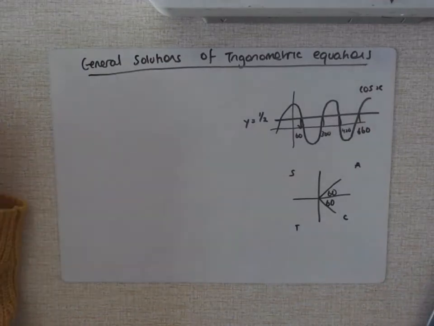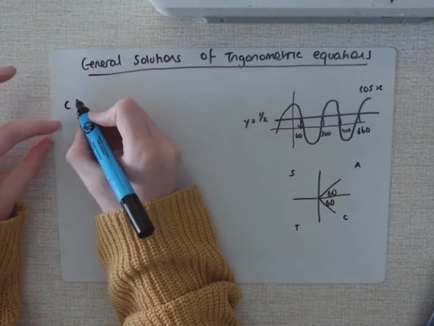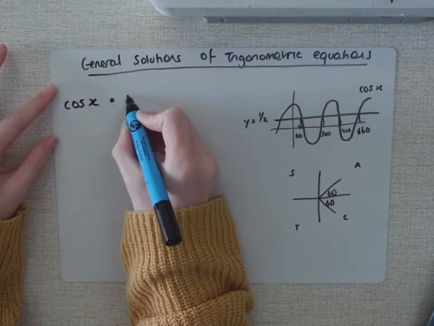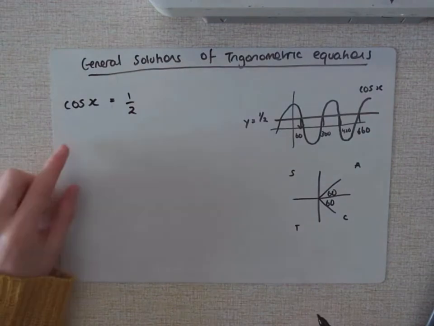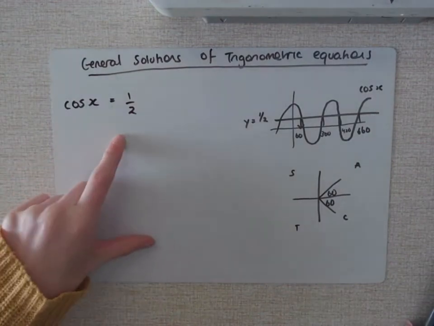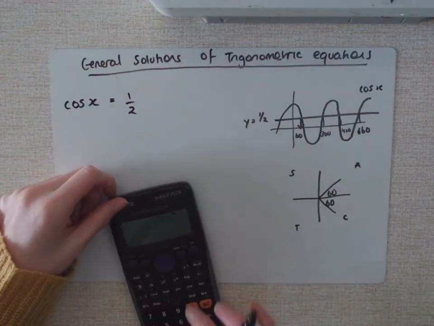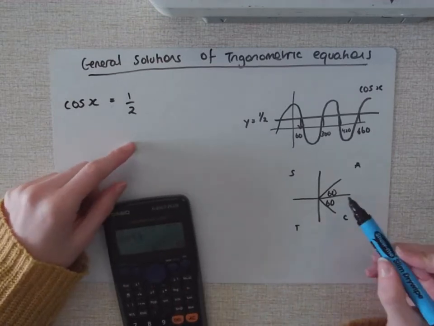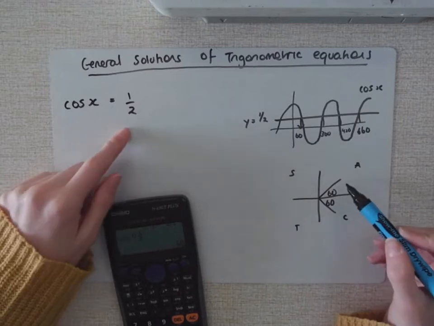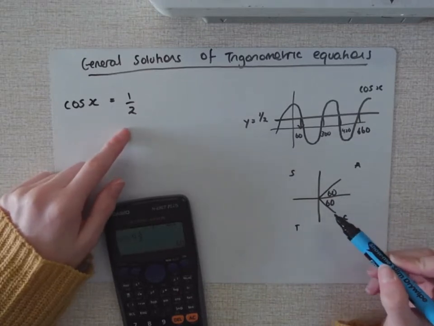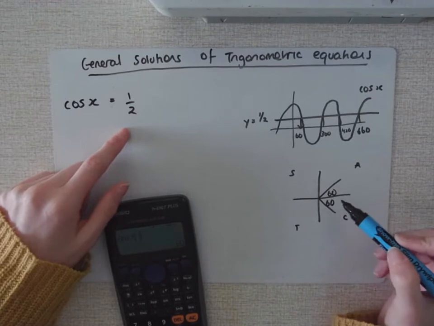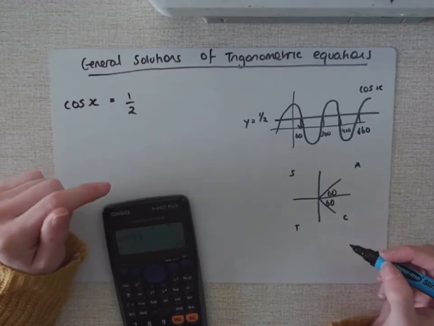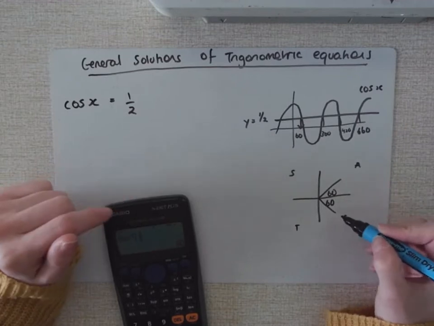Okay, so we just found two answers to something like this, okay? If cos of x equals a half, we look for our reference angle, so we say shift cos of a half, and we figure out that it's 60 degrees. So it would be 60 degrees here in the all positive, and 60 degrees here in the cos positive. So my two answers would be 60 and 300. Everyone okay with that?